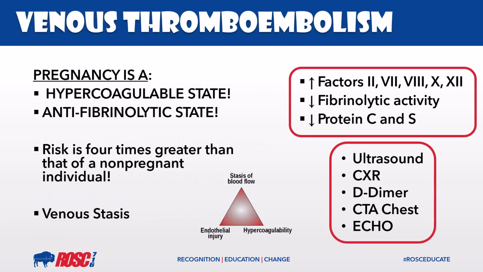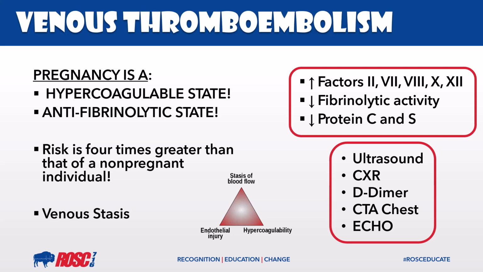Now let's move forward to venous thromboembolism. Make no mistake, pregnancy is a hypercoagulable, antifibrinolytic state. It's a state of making blood clots and not breaking them down. Pregnant women have an increase in coagulation factors 2, 7, 8, 10, and 12. They have decreased fibrinolytic activity and a decrease in protein C and S. This makes them four times more likely to develop a VTE than a non-pregnant patient.